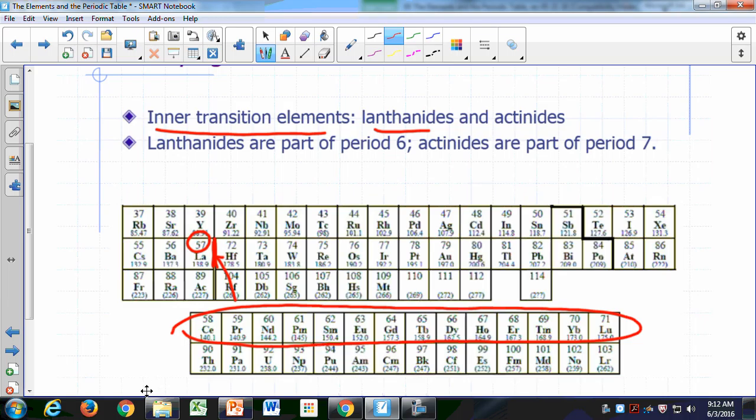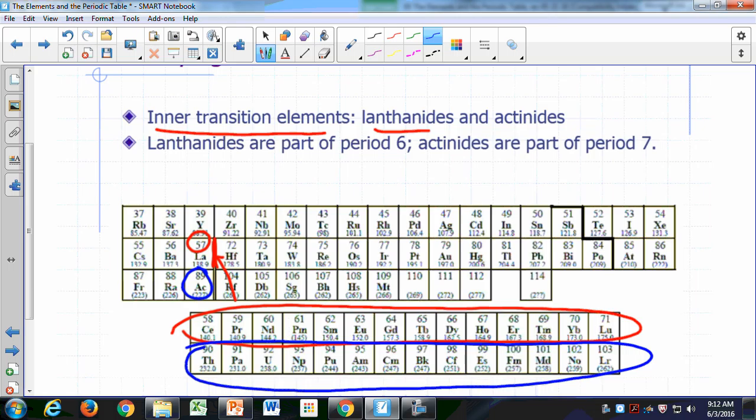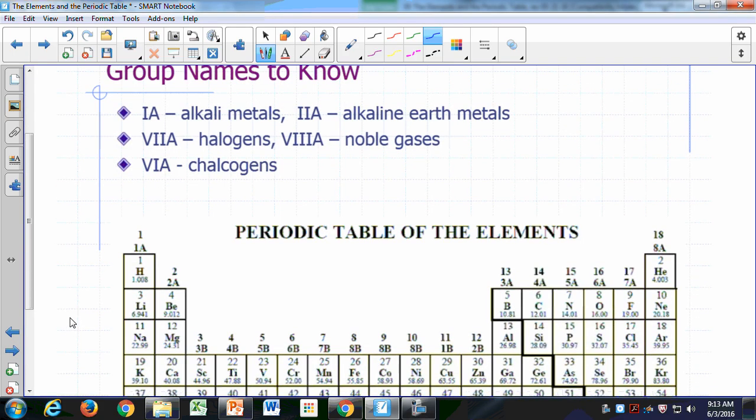The actinides, the group that follows actinium right here in period 7, also are considered inner transition elements. So this series of elements, there's 14 of them, from between 89 and 104. Those are the actinide series. So lanthanides are part of period 6, and the actinides are part of period 7. Got it? All right. There's a few more names you need to know.